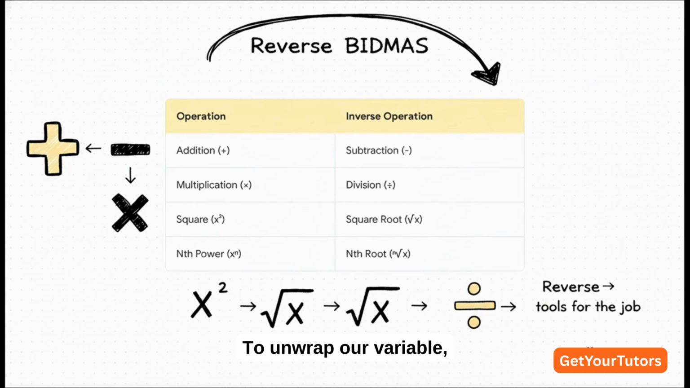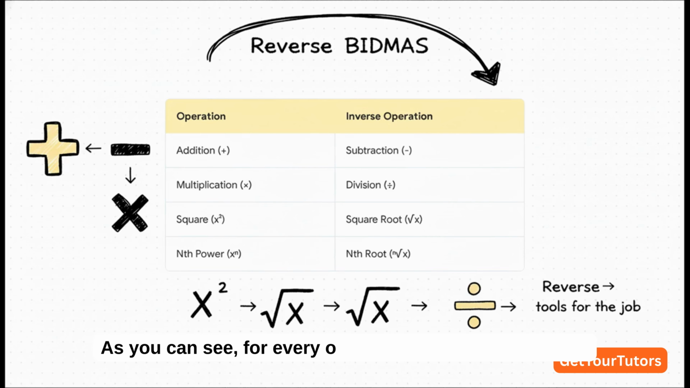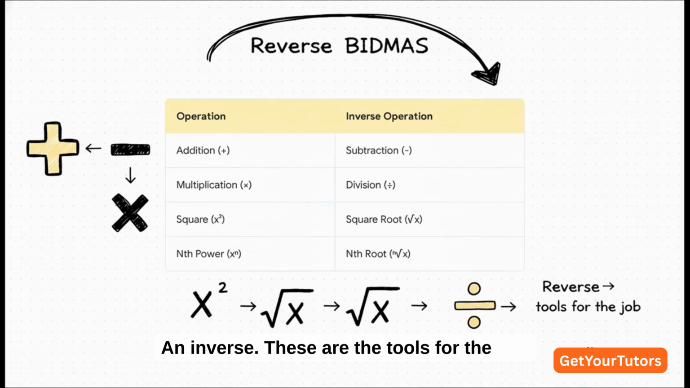To unwrap our variable, we essentially go in the reverse order of how you'd normally calculate things. You might know it as reverse BIDMAS. So we'll undo any addition and subtraction first, then the multiplication and division, and finally any powers or roots. As you can see, for every operation, there's an opposite, an inverse. These are the tools for the job.